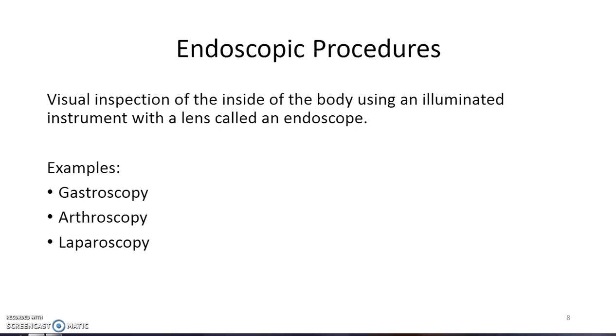Endoscopic procedures allow for visual inspection of the inside of the body using an illuminated instrument with a lens called an endoscope. Frequently, a camera is attached to the endoscope that allows the healthcare provider to view the body structure on a monitor. The endoscope may be inserted via a natural body opening or through a small incision. Gastroscopy involves insertion of a scope through the mouth, pharynx, and esophagus into the stomach. Arthroscopy is viewing of a joint, and laparoscopy is viewing of the abdomen. Both arthroscopy and laparoscopy require the use of a small incision to allow passage of the scope.